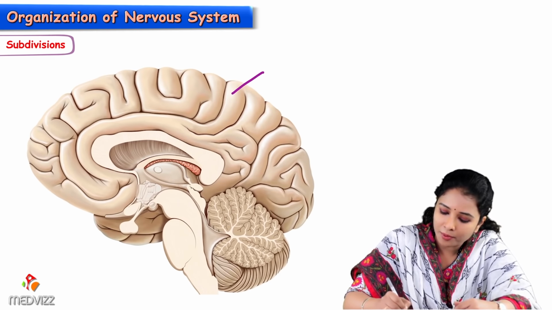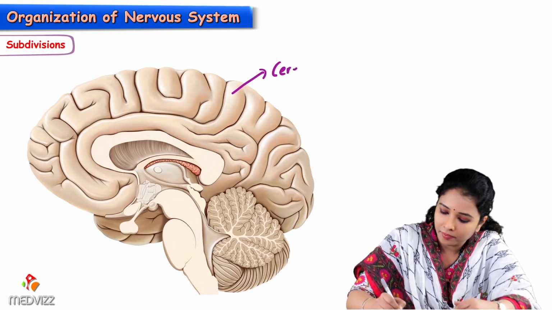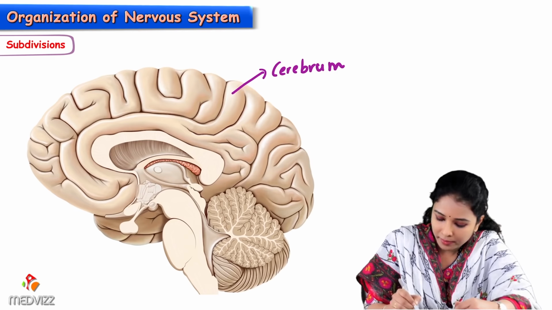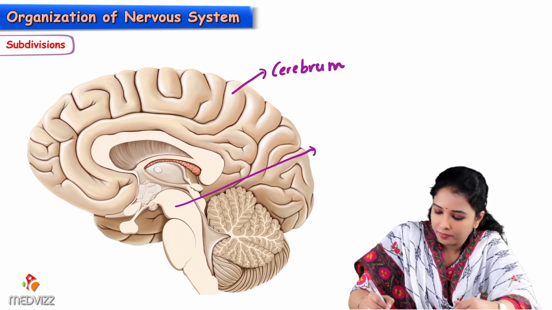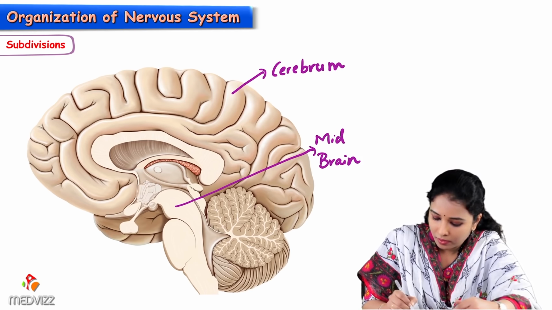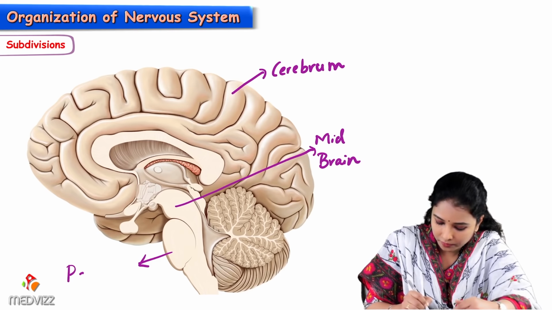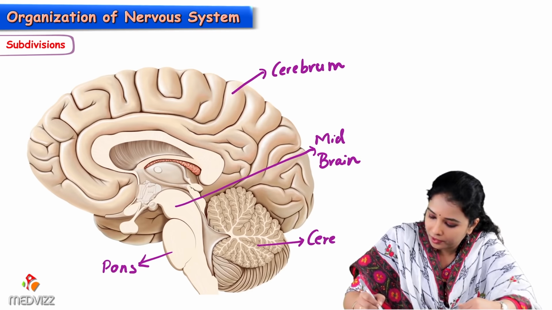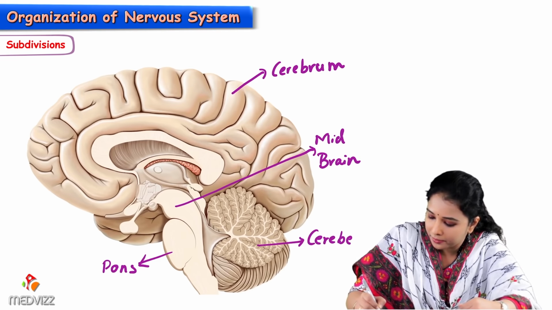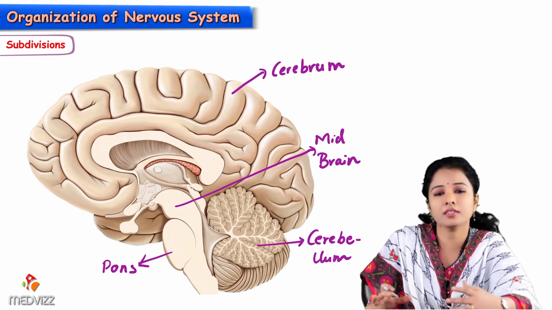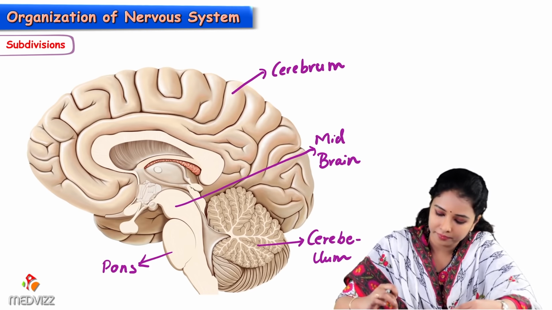So it is mainly formed by the cerebrum, which is the largest part of brain, midbrain, pons, this is cerebellum, which is also called as little brain. So these are the parts of brain.